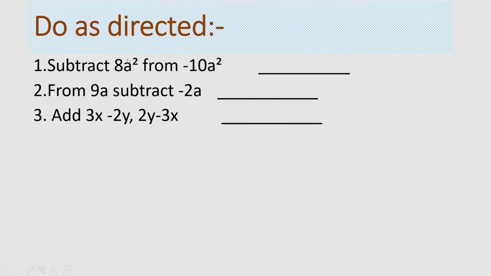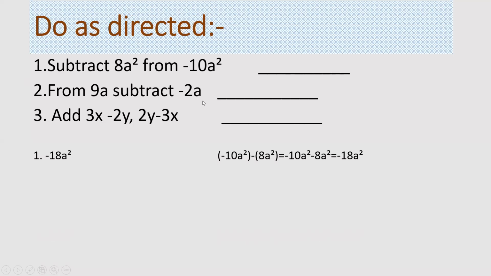Now the last. Do as directed. Subtract 8a square from minus 10a square. How can we solve this question? Here the answer is minus 18a square. Very good. Now from 9a subtract minus 2a.